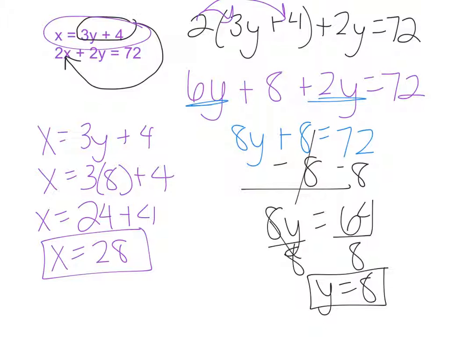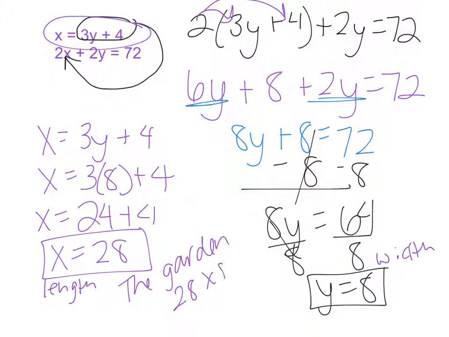So if we go back to the problem, it said, what are the dimensions of Sally's garden? And remember, our x is our length. I'm just going to make a note here. And our y was our width. So when we go to write our answer, we can say that the garden is going to be 28 by 8 meters.